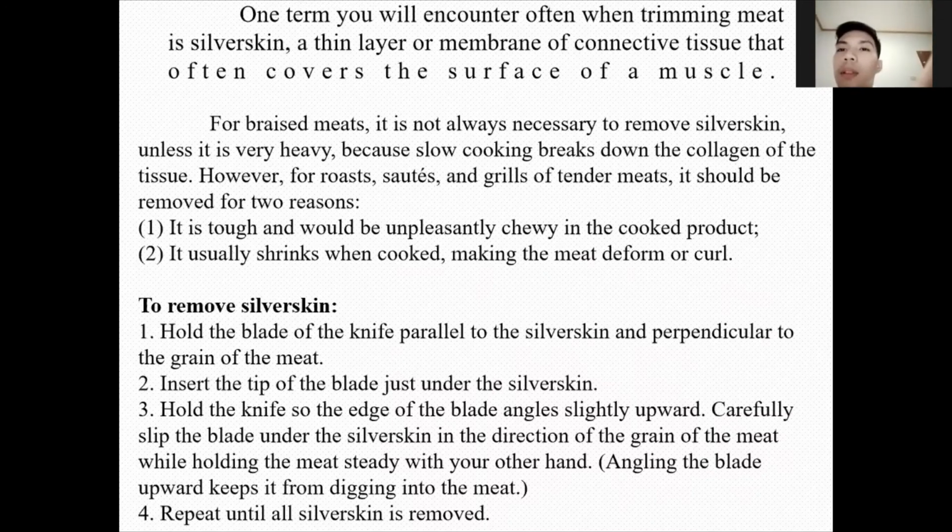To remove the silver skin, hold the blade of the knife parallel to the silver skin and perpendicular to the grain of the meat. Insert the tip of the blade just under the silver skin. Hold the knife so the edge of the blade angles slightly upward. Carefully slip the blade under the silver skin in the direction of the meat, while holding the meat steady with your other hand. Repeat until all silver skin is removed.